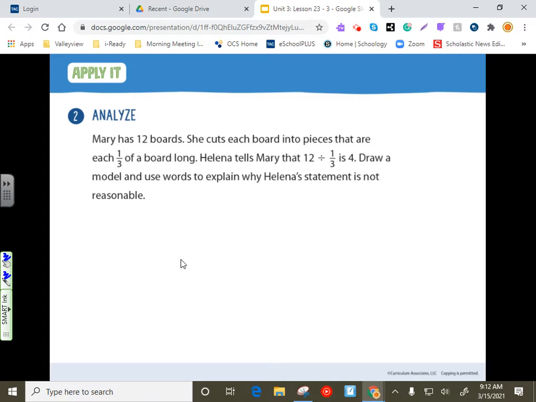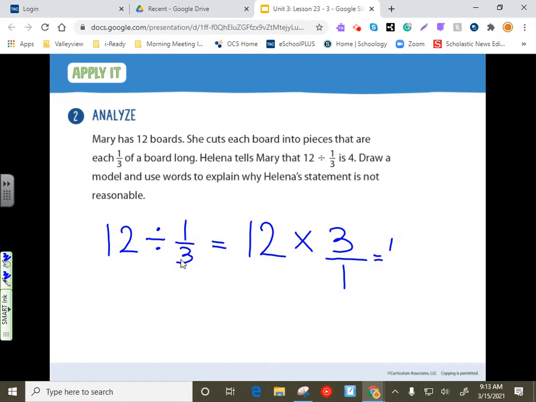Here's question 2. Mary has 12 boards. She cuts each board into pieces that are 1/3 of a board long. Helena tells Mary that 12 divided by 1/3 is 4. Well, let's see if Mary's correct. Let's set up our problem. We have 12, and we're going to divide it by 1/3. Again, we keep our first term, which is 12. We change division to multiplication, and then we flip our 1/3 to 3 over 1, and this becomes 12 times 3 over 1, which gives us 36.